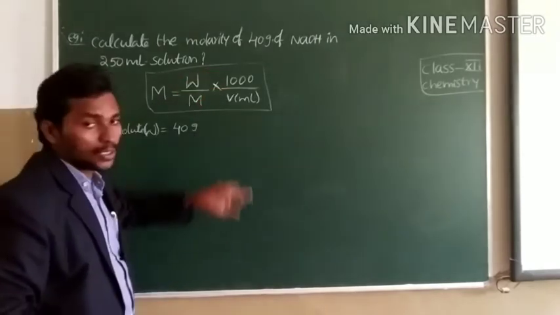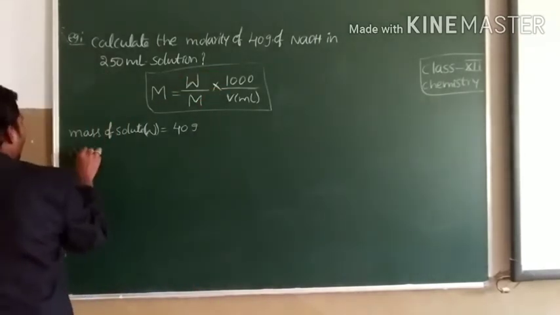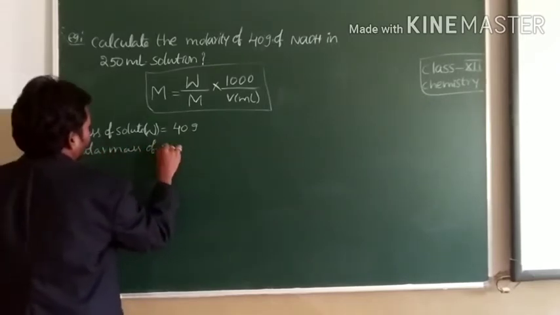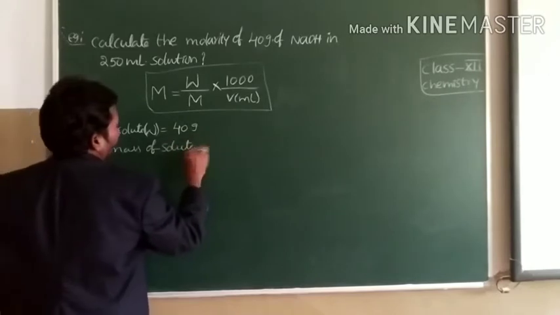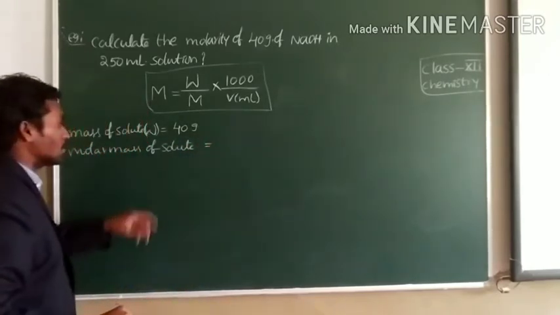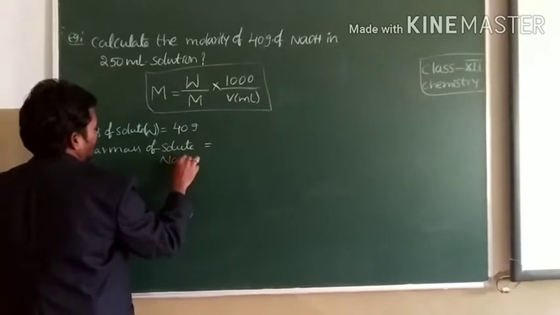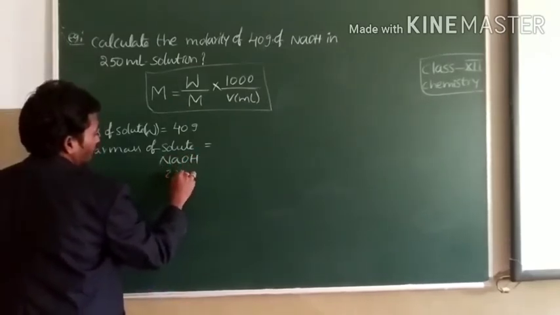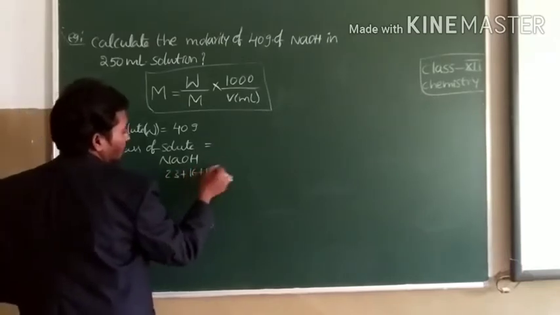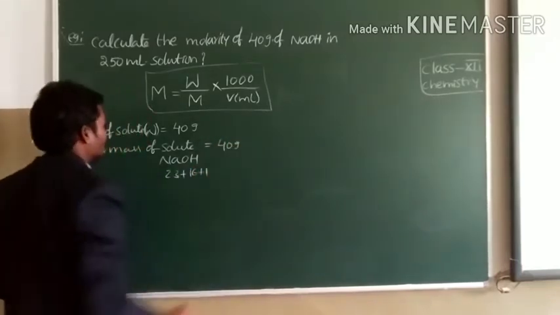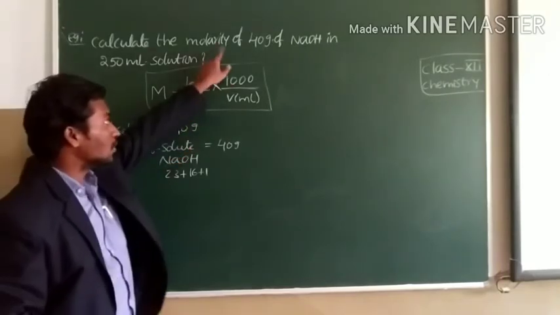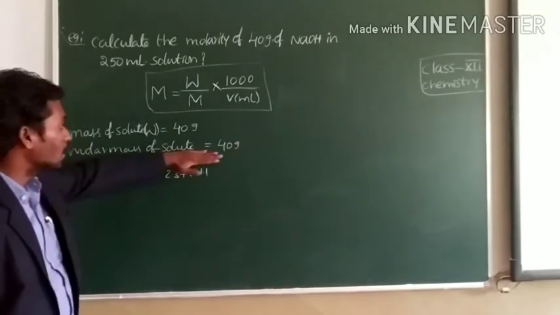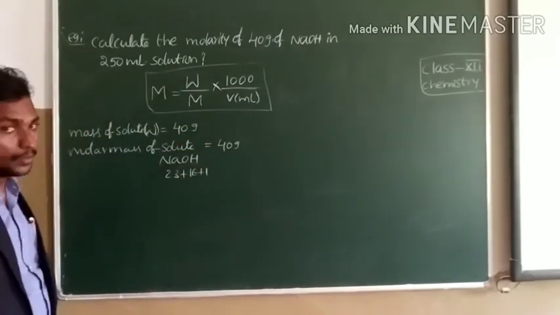And what is the molar mass of solute? That is the molar mass of sodium hydroxide. What is the molar mass of sodium hydroxide? Sodium 23 plus oxygen 16 plus hydrogen 1, so 40 grams. The mass of solute, that is the mass of sodium hydroxide, is 40 grams, and the molar mass of sodium hydroxide is also 40 grams. Then substitute the values in the above formula.